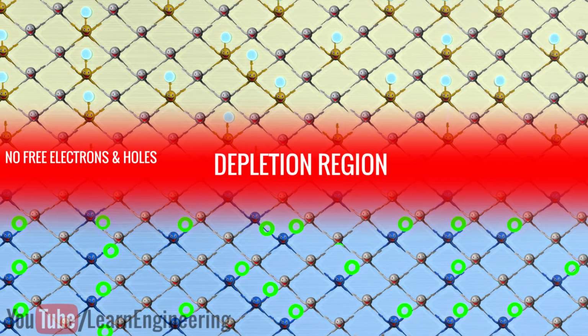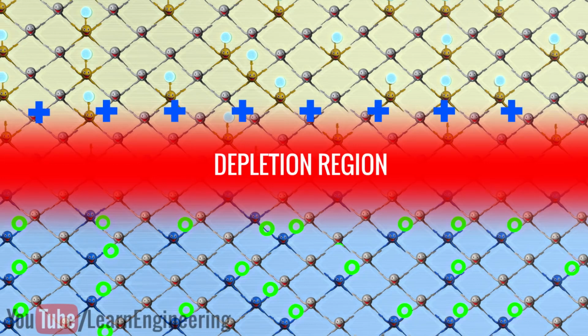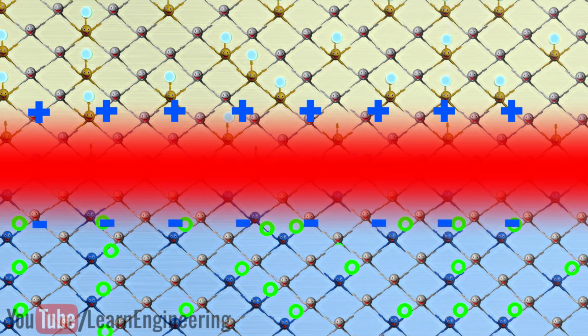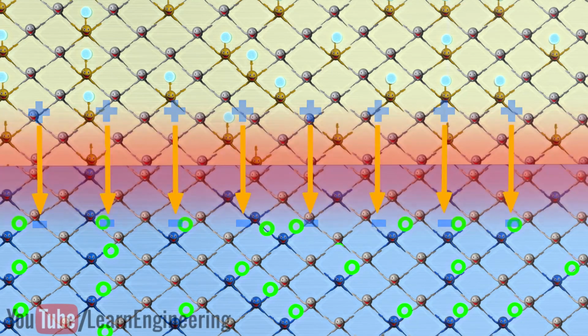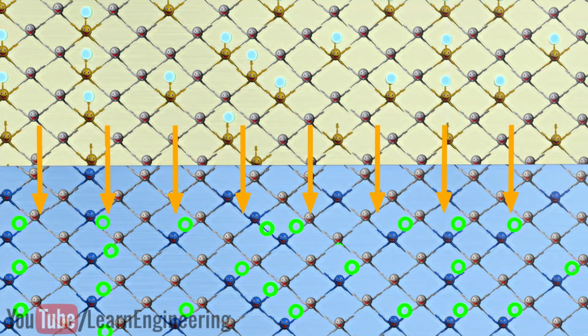Due to the electron migration, the N side boundary becomes slightly positively charged, and the P side becomes negatively charged. An electric field will definitely be formed between these charges. This electric field produces the necessary driving force. Let's see it in detail.